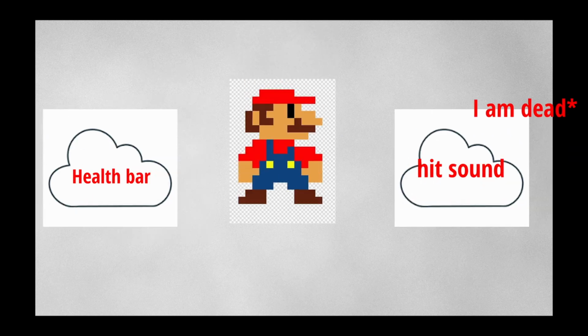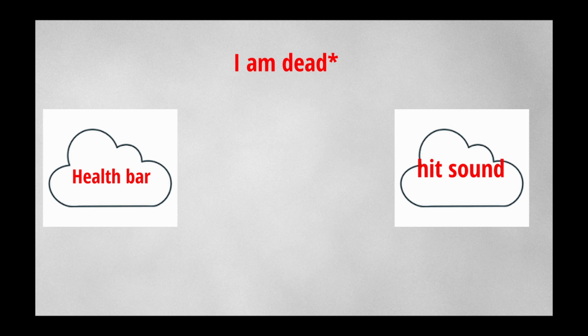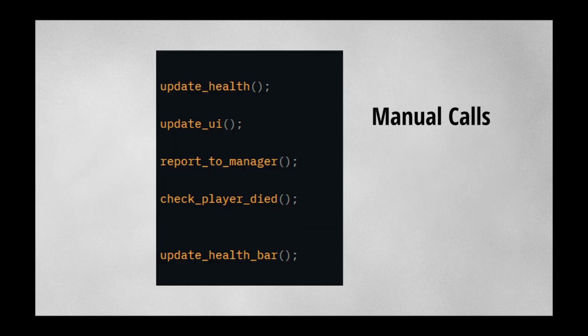For example, let's say your player has 100 health and an enemy attacks, so the player's health becomes 80. Now reducing the health is easy, but what if you also want to update the health bar, play a hit sound, check if the player died or not, notify the game manager? You could manually call every single function, but that quickly becomes messy. That's where signals come in.